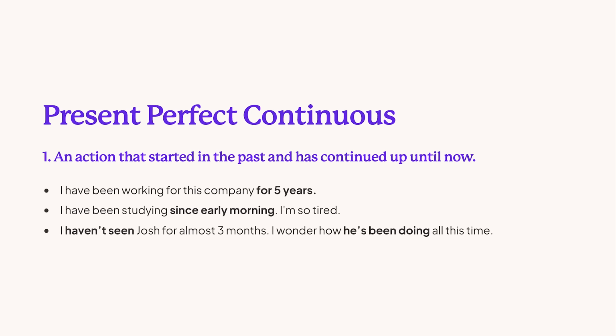Look at this sentence again. I haven't seen Josh for almost 3 months. I wonder how he's been doing all this time. I haven't seen is a short action, so we use the present perfect. The emphasis is on the result, that I haven't seen him. He's been doing all this time is a long action, so we use the present perfect continuous. The emphasis is on the duration, how he's been doing all this time.